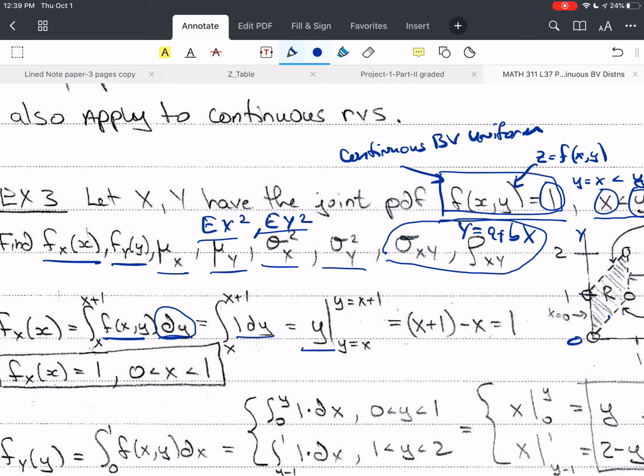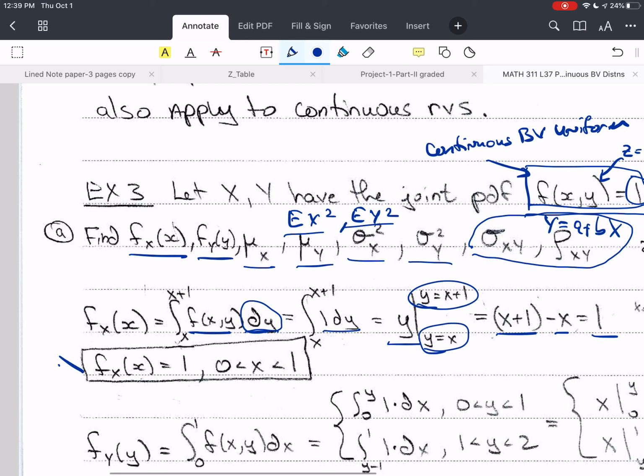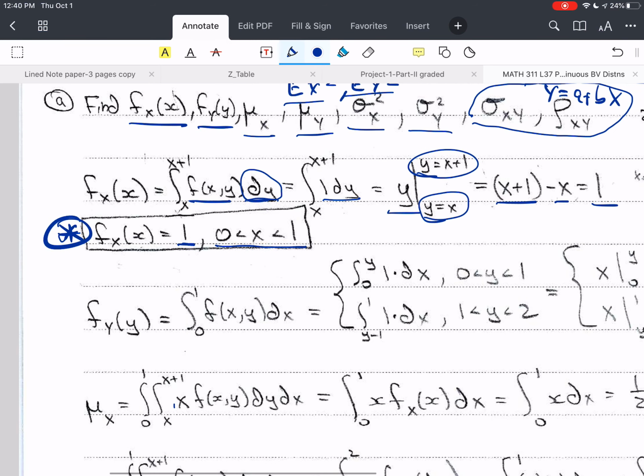Okay, so we're taking the integral with respect to y. We get y, and we're going from y equals x to y equals x plus 1. We substitute in x plus 1 minus, of course, x, and we end up with 1. So what we're looking for in the expression of the marginal is both the value of it and the range of x in this case, since it's the marginal of x. X is the only thing that should be left in there. If you still have a y, then something is wrong. You haven't integrated it correctly or simplified it correctly.